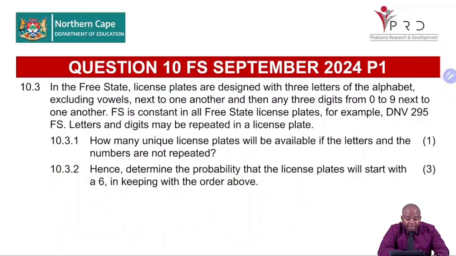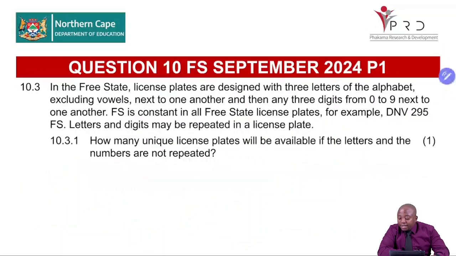Welcome back, grade 12. So let us look at 10.3.1 and 10.3.2. In Free State, the license plates are designed with 3 letters of the alphabet, excluding the vowels, next to one another, and then any 3 digits from 0 to 9 next to one another. Then FS is constant in all the Free State license plates. For example, one of the license plates is DNV 295 FS. The letters and digits may be repeated in the number plate.